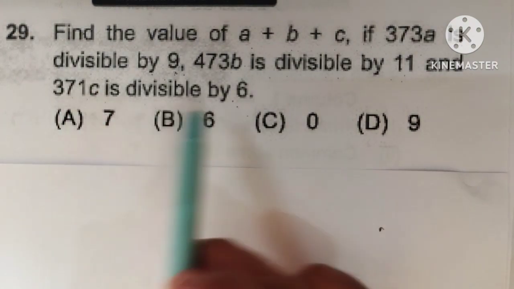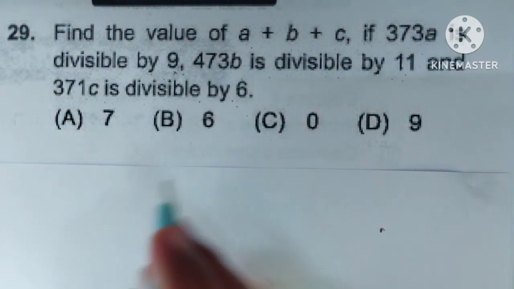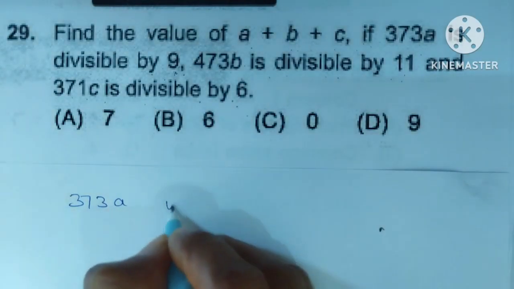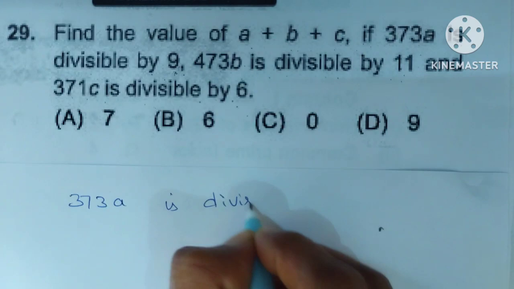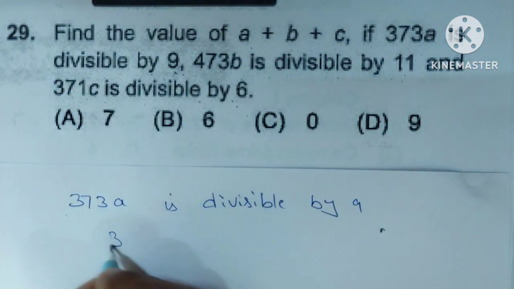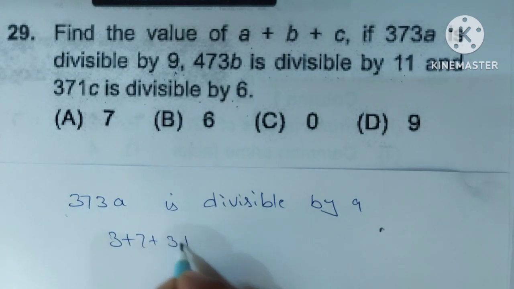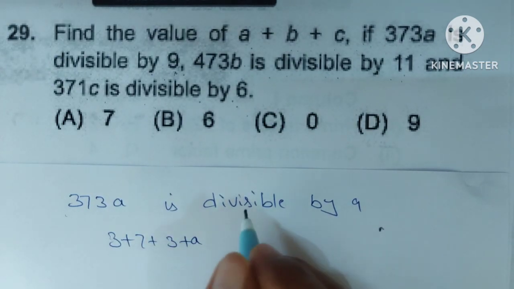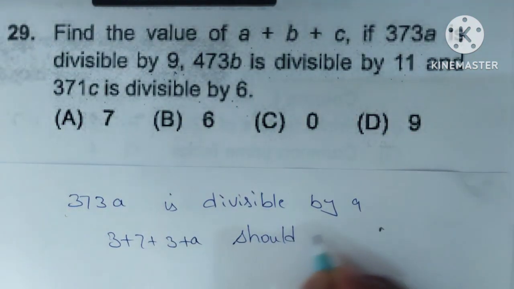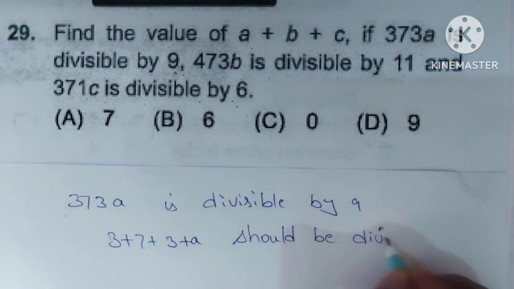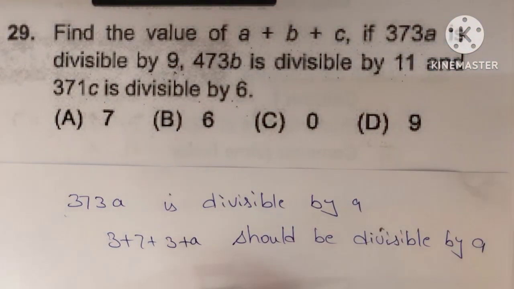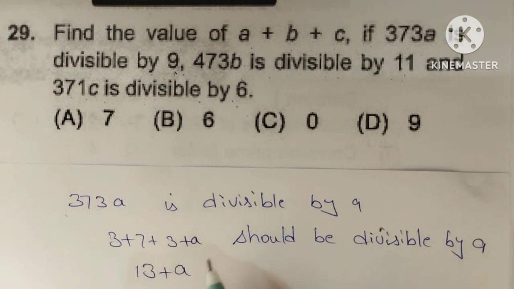So the total number should be divisible by 6. Now 373A is divisible by 9, which means the sum of the digits 3 plus 7 plus 3 plus A is divisible by 9. So which is 13 plus A.